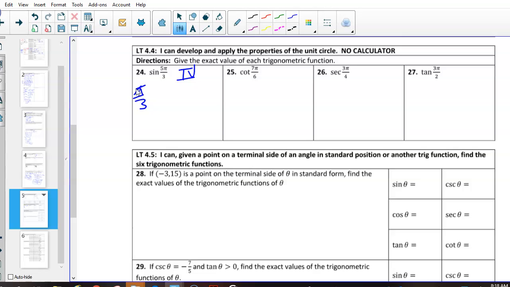What is the sine of pi over 3? Root 3 over 2. So the sine of 5 pi over 3 would just be negative that. But again, if you knew your values, I gave you credit for that. If you knew it was negative root 3 over 2, that was fine.